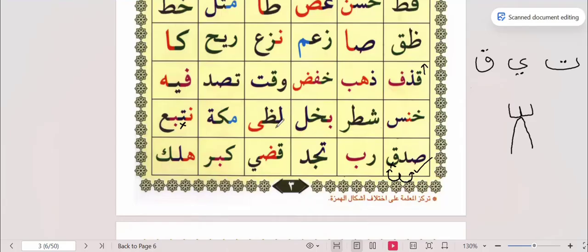There may not be any dot on this letter, so you can pronounce it just by looking at the shape. Lam, Dha, Ya, Mim, Kaf, Ta.